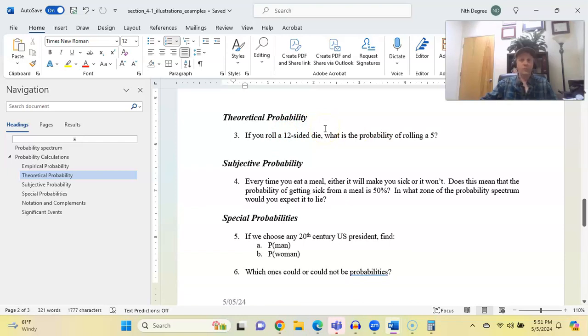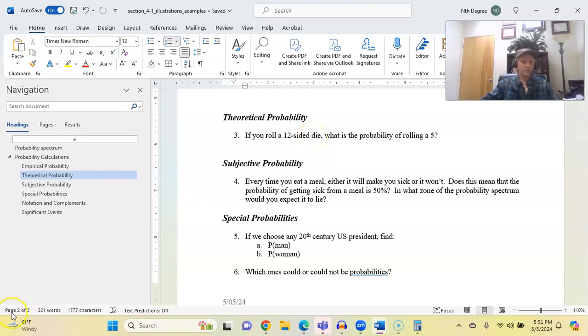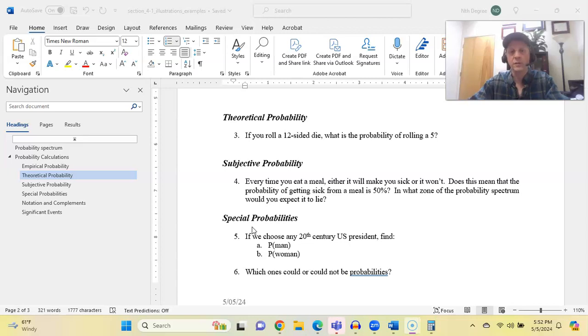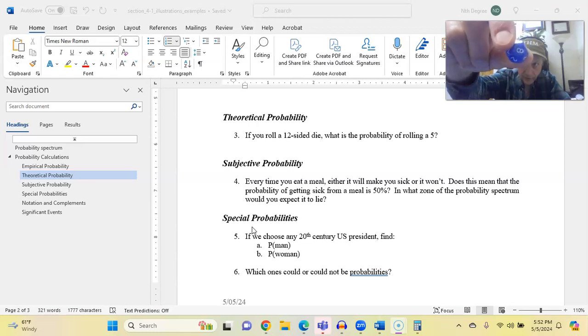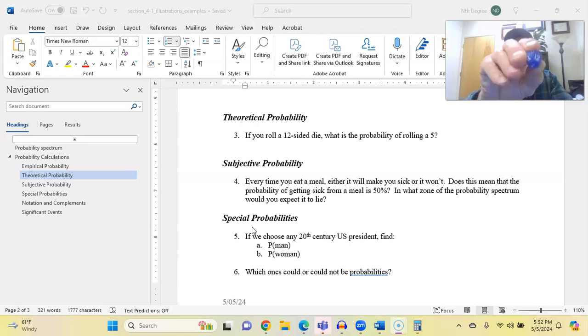Okay, theoretical probability. Question number 3. If you roll a 12-sided die, what is the probability of rolling a 5? I wanted to get a little bit creative with my dice here. You might think there's no such thing as a 12-sided die. The dice that you usually see are 6-sided cubes. But I played Dungeons and Dragons when I was a teenager, so I know about these special role-playing dice. That's a 12-sided die there, and if you look carefully, you'll see that it does in fact go up to 12. Okay, I think this is called a dodecahedron.